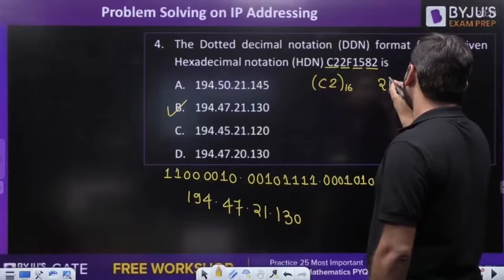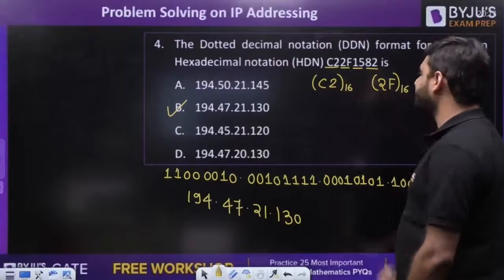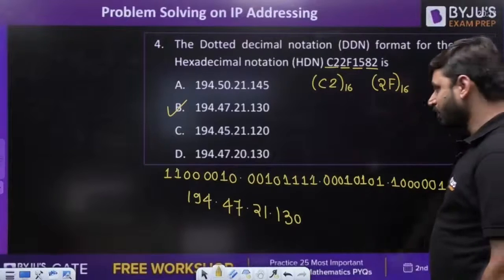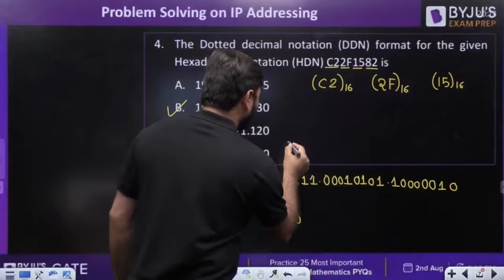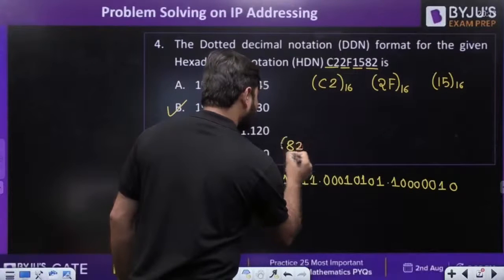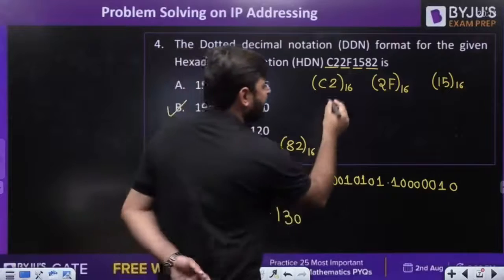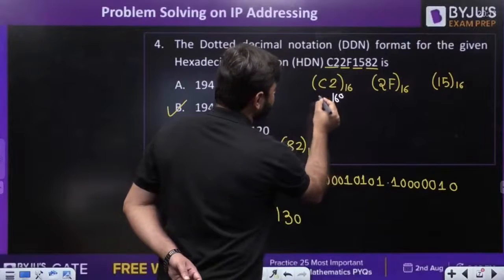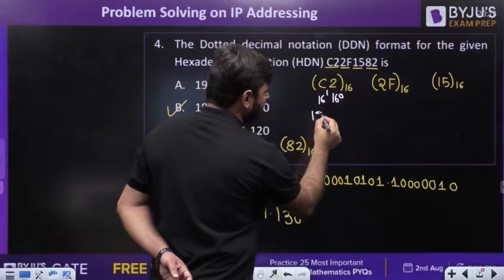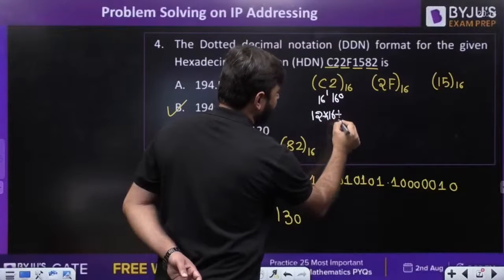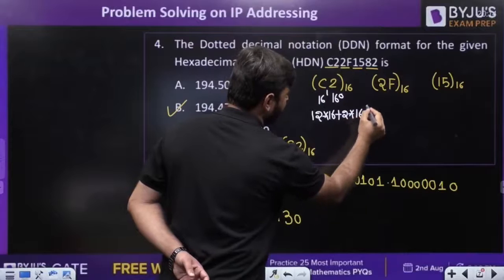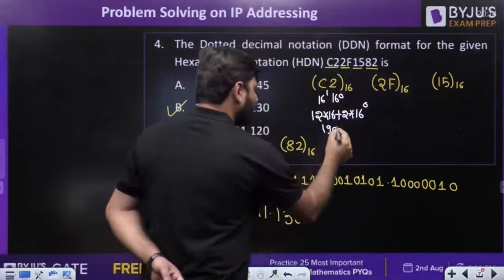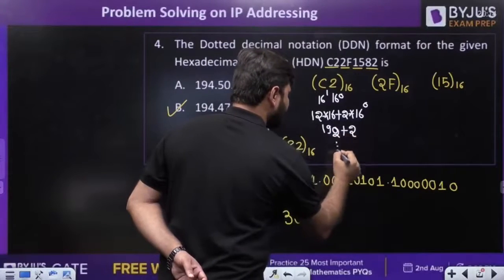Now 2F, we make the combination here. We can convert it. Now after that it is 1, 5, we can convert into decimal. Now after that this is 8, 2, we can also convert here. It is given in hexadecimal. How can we convert into decimal, my dear friends? It is really very simple. 16 power 0, 16 power 1. So C means 12. 12 into 16 power 1 plus 2 into 16 power 0. Like that we can convert here. 12 into 16, this is nothing but 192. 192 plus 2, this is nothing but 194.